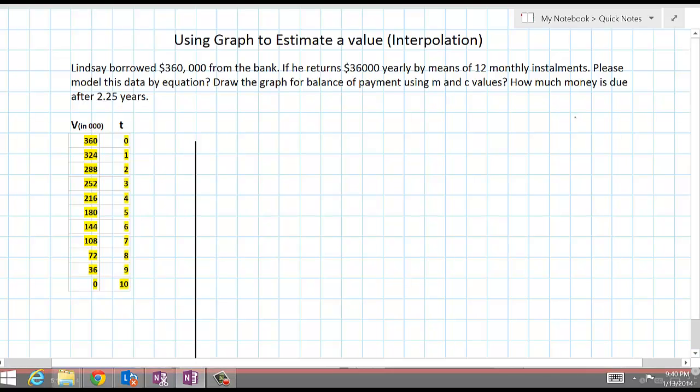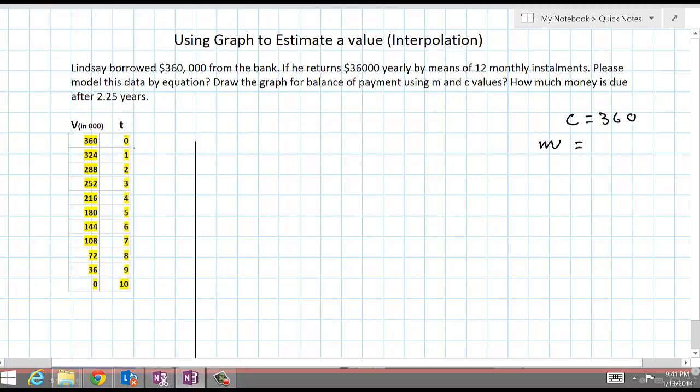So 360. That's basically in thousands, but we are taking care of that in the header. Therefore, we'll just simply put 360 thousands. Now, this is the initial value for the balance of payment. And now we want to find out the M value. We have done this over and over again.